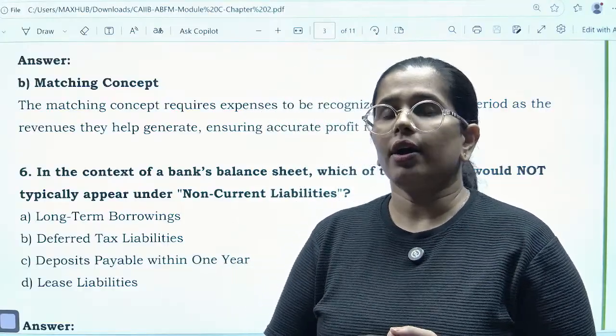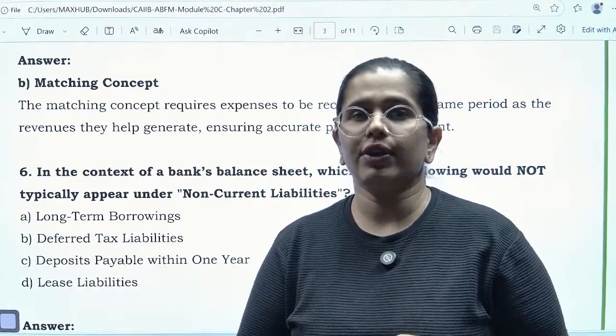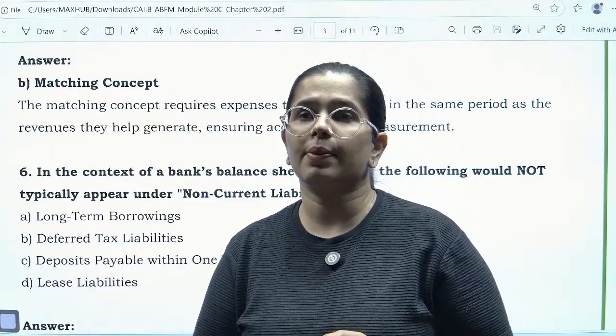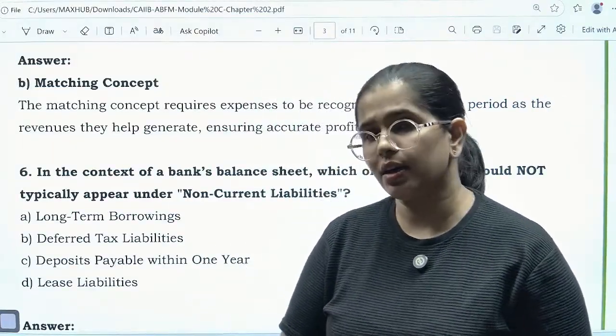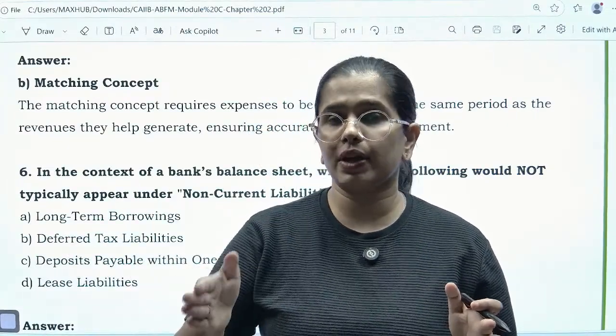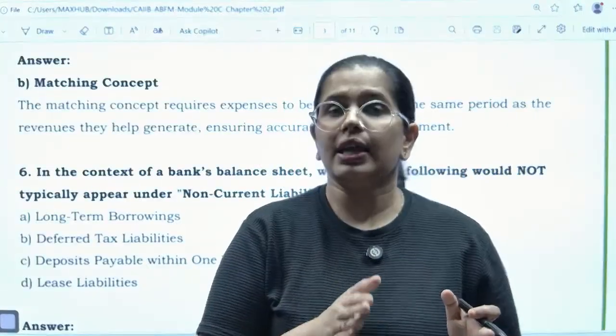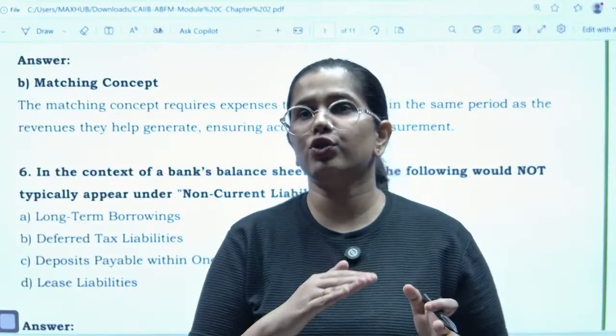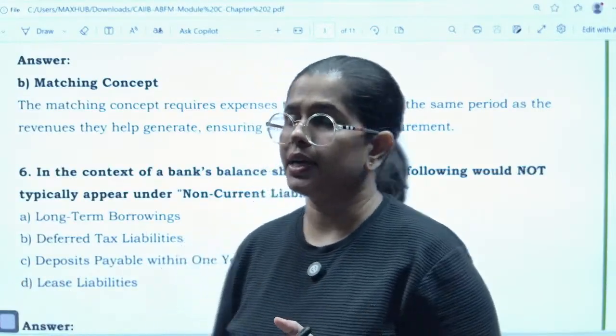In your curriculum, when we talk about the current liabilities and current assets, we also talk about the deposits which are payable within 1 year. If there is any kind of liability which is going to be payable within a year itself, this is something we call the current liability, and that is why we do not take it to the non-current liability portion.